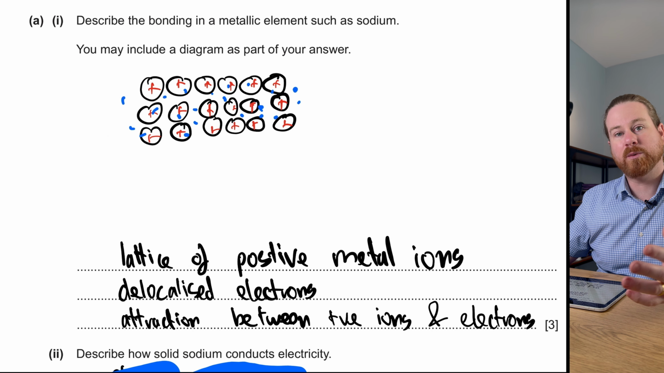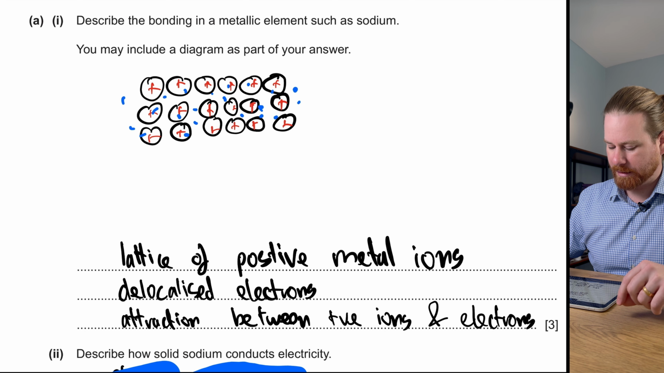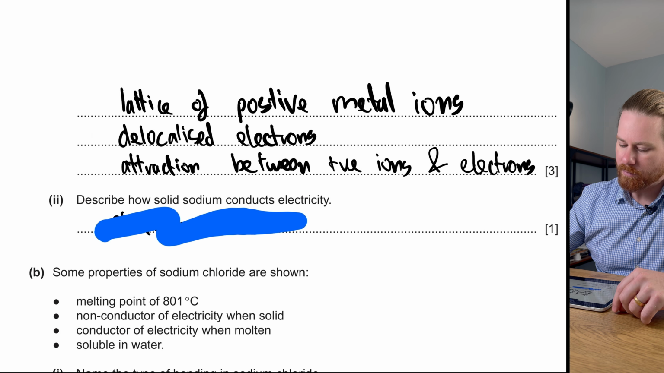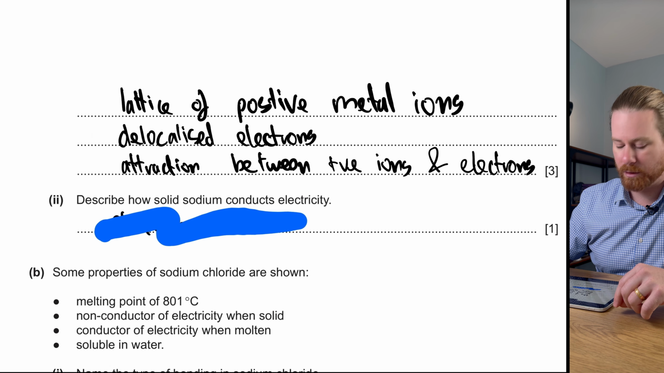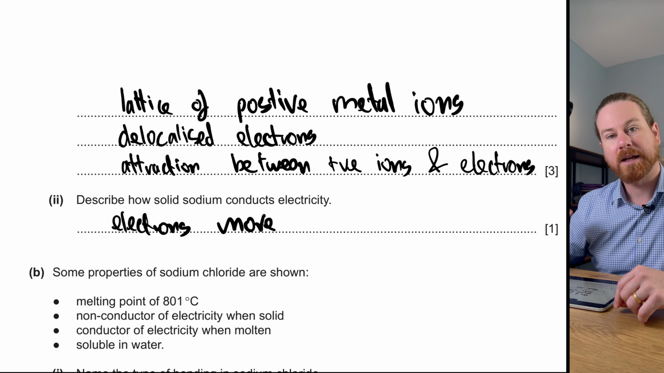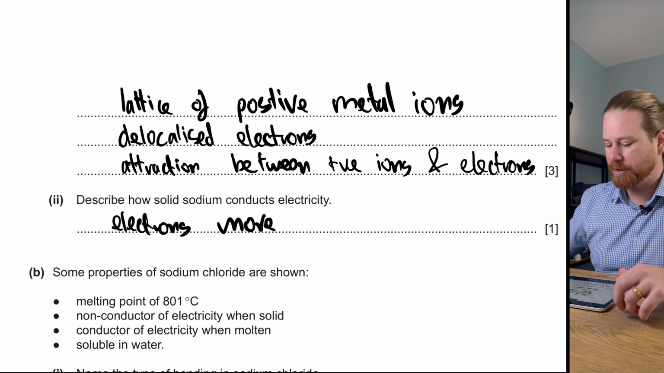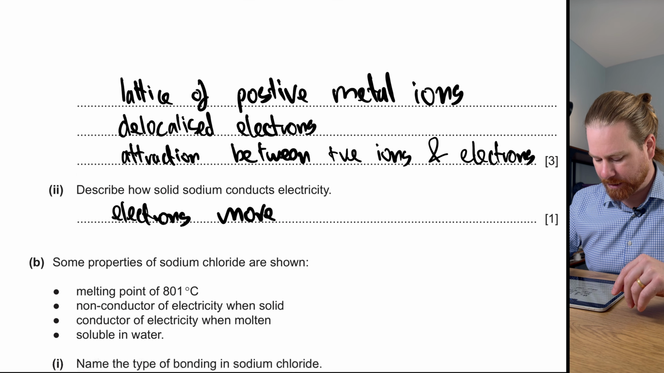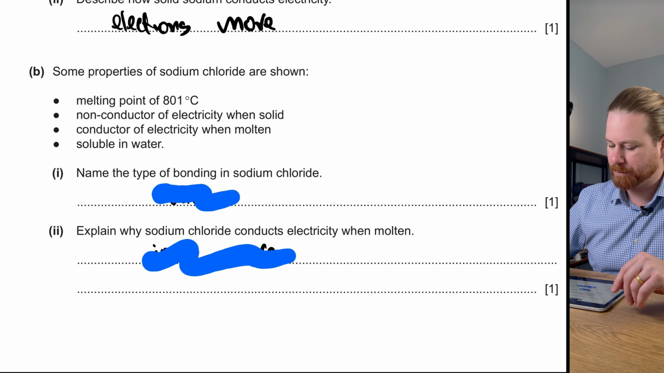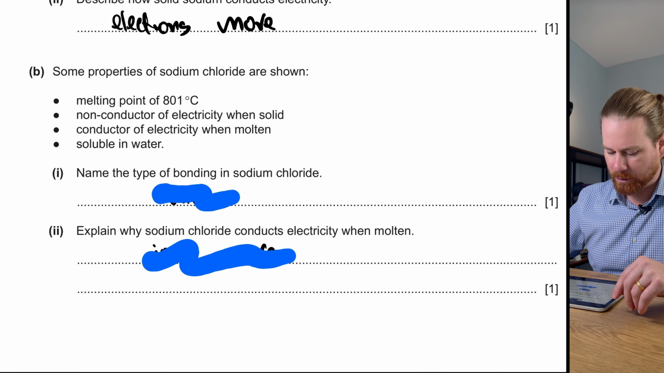And yeah, the attraction is between the positive ions and the negative electrons. Okay, how does it conduct electricity? Well, we have something that can carry a charge, and it's the electrons. The electrons are free to move and carry the charge, so that's what we need for electricity. Okay, we've got some properties of sodium chloride.